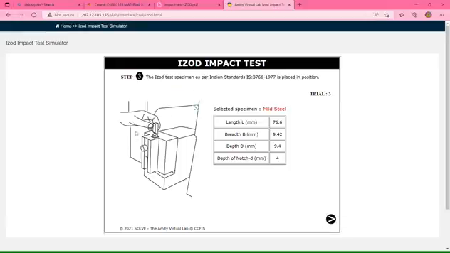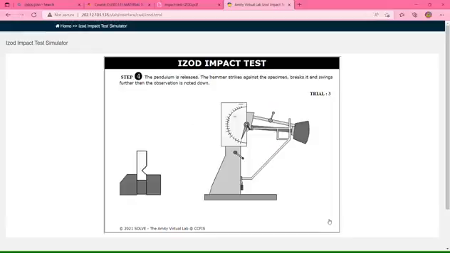And then we repeat step 3 for trial 3. We use the mild steel length 76.6 mm and the breadth B 9.42 mm and the depth D 9.4 mm and the depth of notch D 4 mm. And then we repeat step 4 to do trial 3.